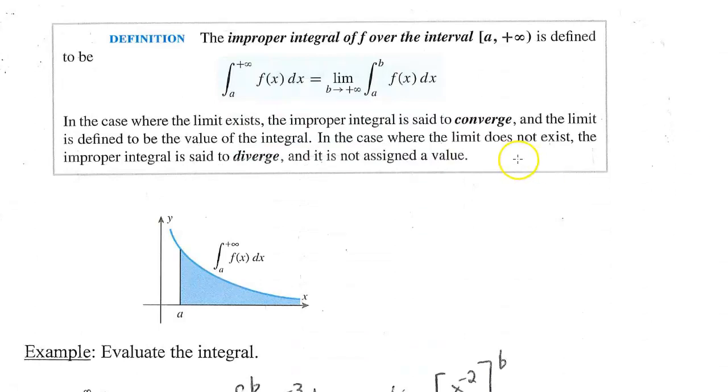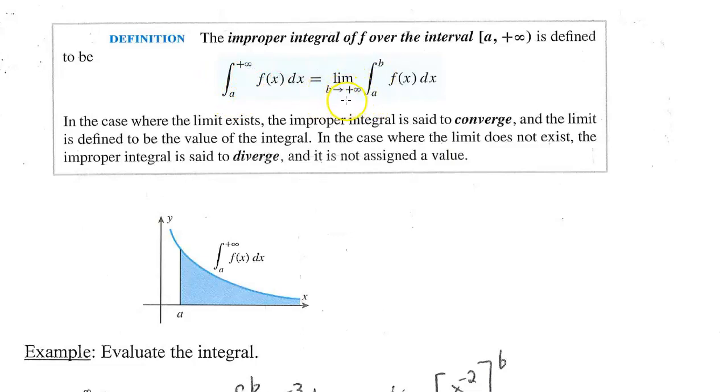In fact, here's our definition. The improper integral of f over the interval from a to infinity, where a is just some number, is defined to be the integral from a to infinity of f of x dx, which is just the integral from a to b of f of x dx, only we take the limit as b approaches infinity. So integrating from a to infinity is like integrating from a to b and then letting b approach infinity.